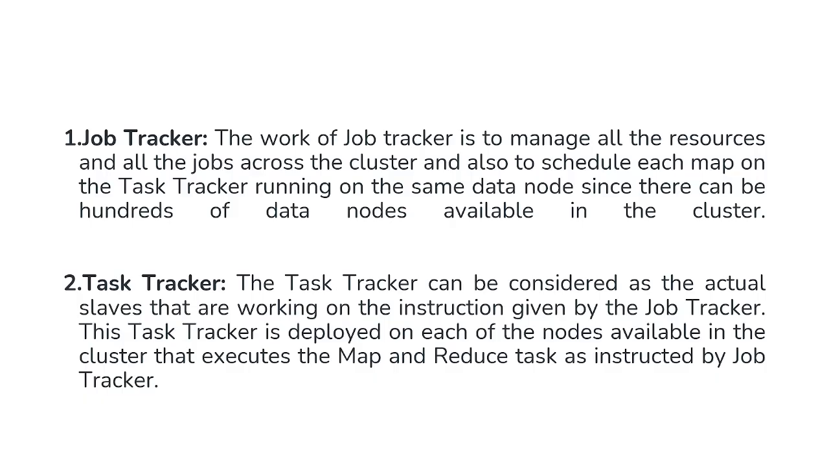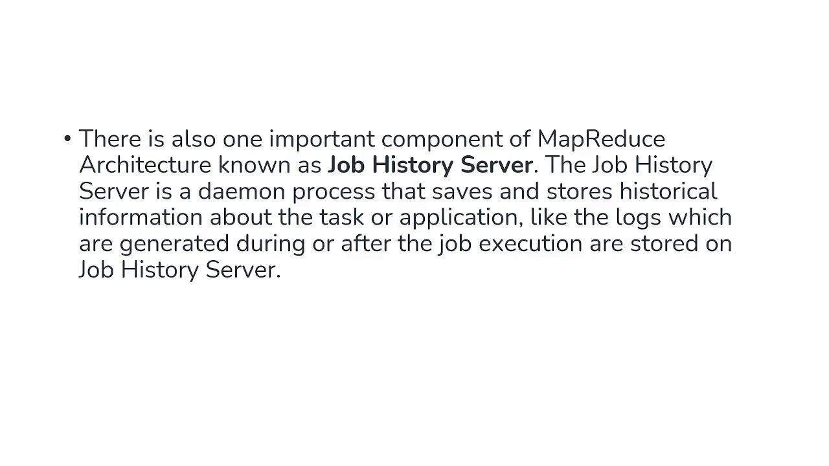So the task tracker actually acts as a slave. The entire MapReduce architecture works on a master-slave basis. The Hadoop master will assign the job, and the task trackers act as slaves to perform each and every subtask, which is divided by the job part. The slaves work on the instructions given by the job tracker. The task tracker is deployed on each and every node available in the cluster that executes the MapReduce.